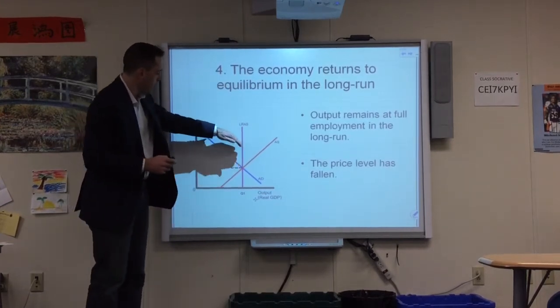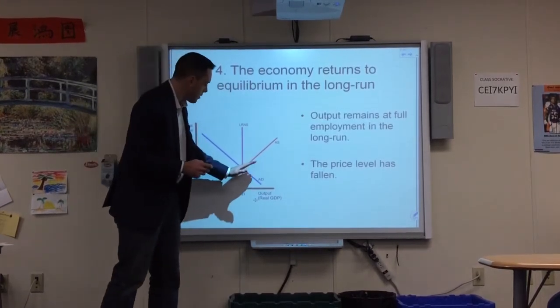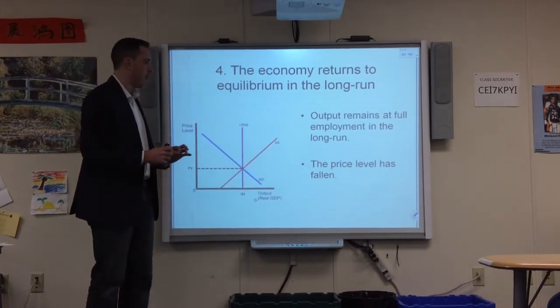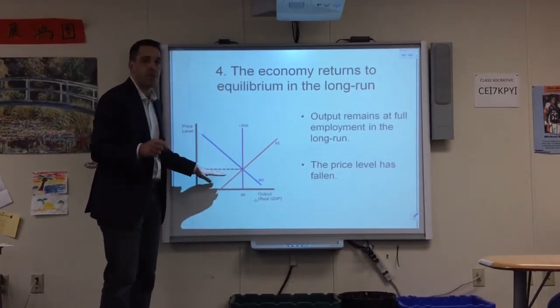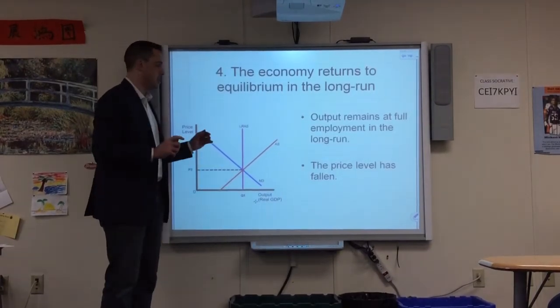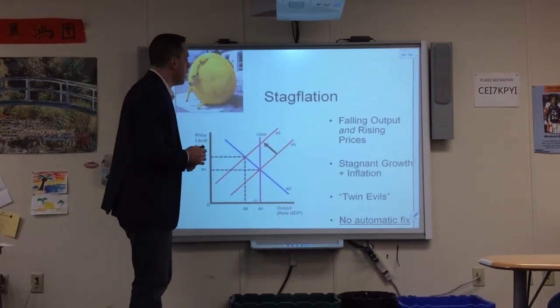We started up here, leftward shift of demand, counter shift of supply. We're back to equilibrium. Output remains the same. The price level has fallen, but real GDP stays the same.